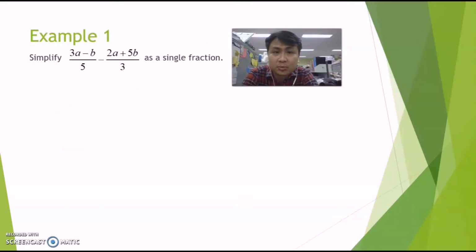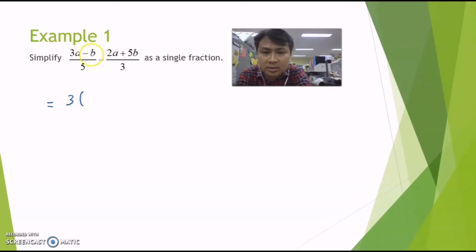So with the understanding of boom boom pow, we're going to apply it the same way on algebraic fractions. Let's take a look at this example here. We have two fractions. We're doing a subtraction here. So boom, I will take 3 multiplied by 3a minus b. Boom again, I will take 5 multiplied by 2a plus 5b. And pow, I will multiply 5 with 3. So we can write down the answer in this manner.